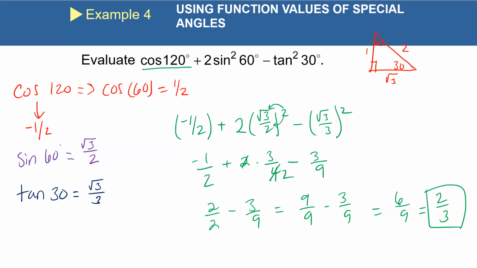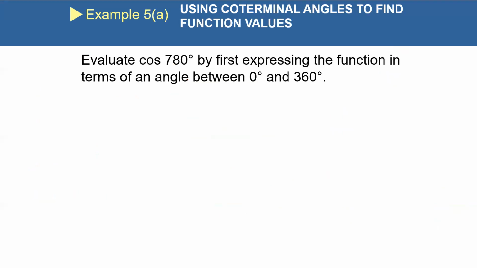Are we good with being able to evaluate? We're doable with evaluation? Okay, so again, first and foremost you find your trig values. After you find the trig values, you plug them in. After you plug them in, you must simplify. Got it?